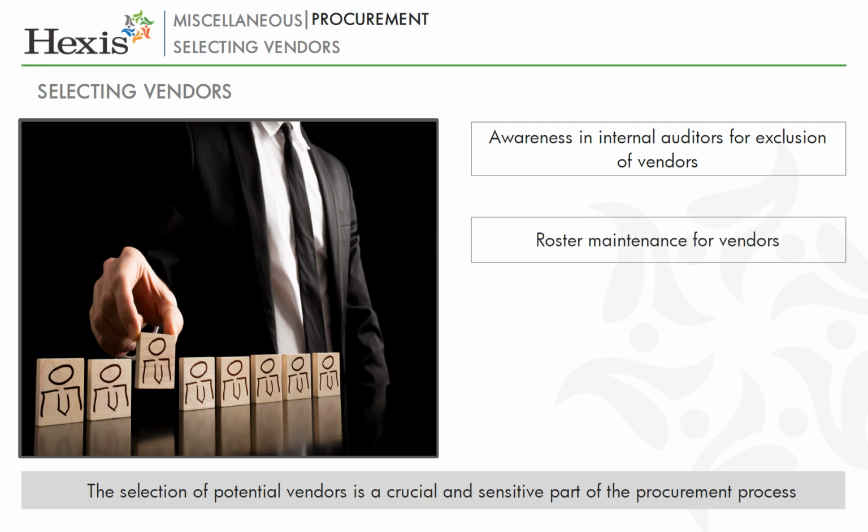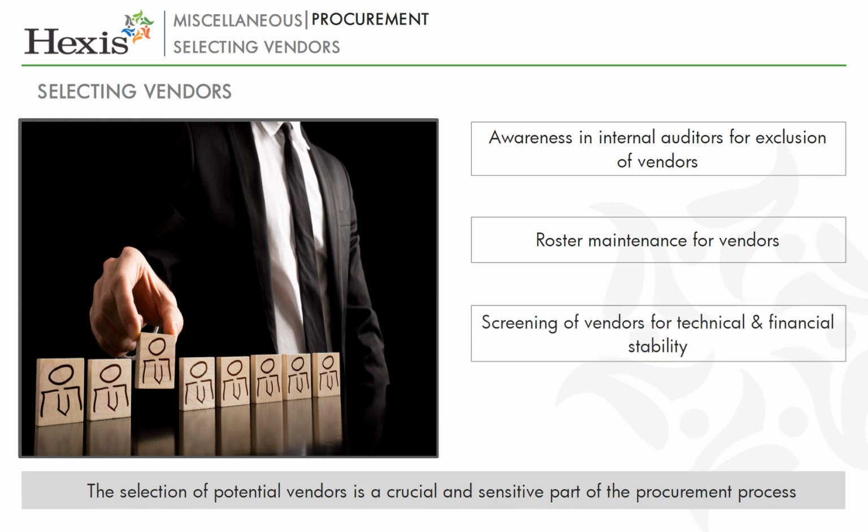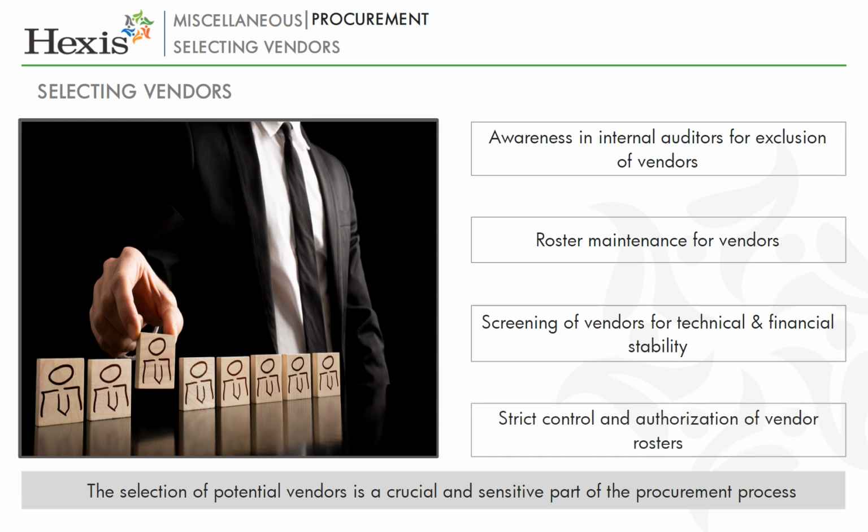Most organizations maintain a database, also called a roster or portfolio, of existing and potential vendors. Before including vendors in the database, a procurement function should screen vendors for their technical capabilities and financial stability. And any amendments to the database should be subjected to strict control and authorization procedures.